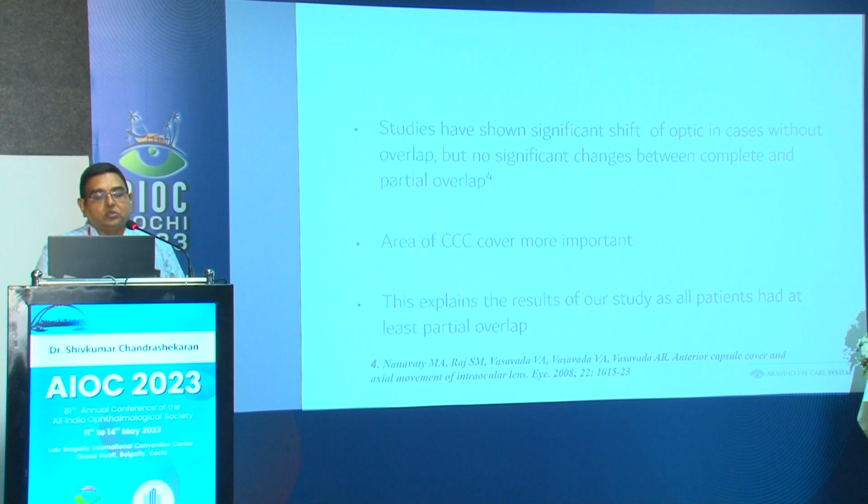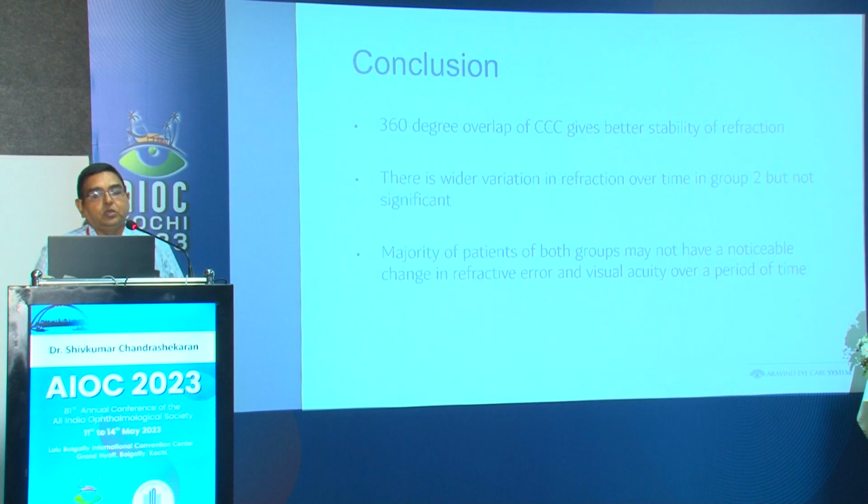And that is because the study says that the area of cover is more important than the degree of cover. And so this explains the equivocal results of our study, as all patients had at least a partial overlap. To conclude, a 360-degree overlap of the CCC gives a better stability of refraction. There's a wider variation in refraction over time in group 2, but this is not significant.